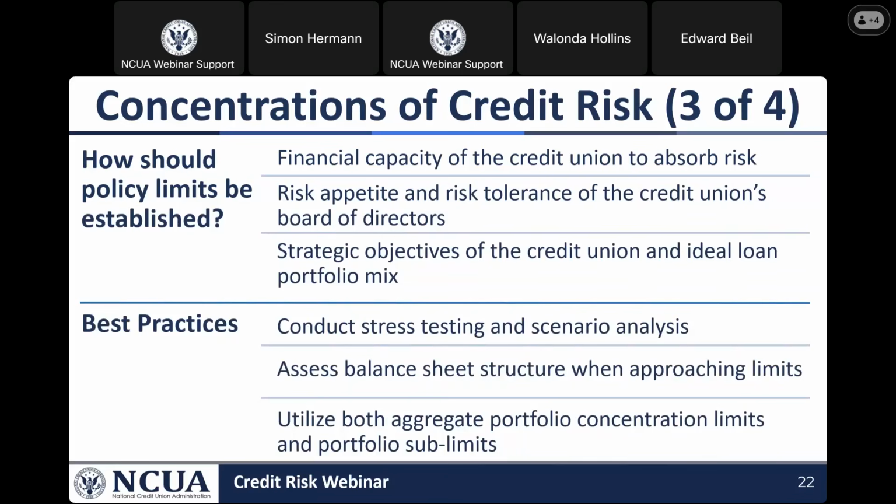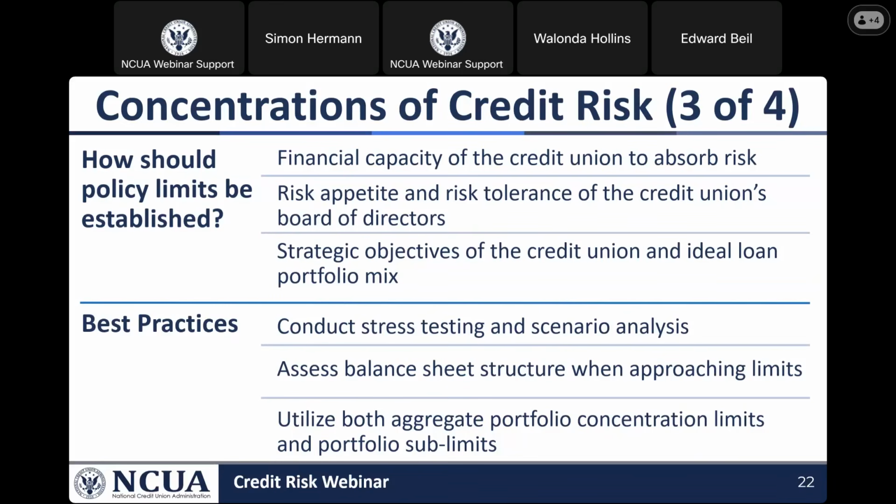After the relevant concentrations and risk factors have been identified, the next step is to establish well-supported concentration limits. Concentration limits are generally based on both quantitative and qualitative analysis, established within a board-approved concentration risk policy and measured in relation to the credit union's net worth. Having unsupported limits is a frequently observed issue during examinations.